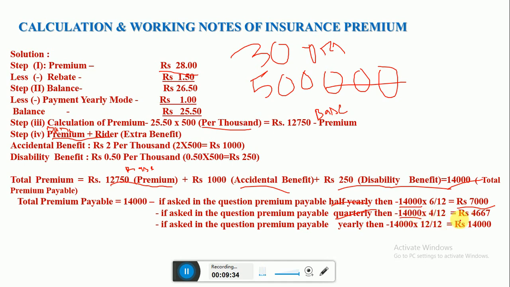So the premium will be around 4,667. If the premium is yearly, it will be 14,000 into 12 by 12. If you divide 12 by 12, it will be 1. So it will be 14 into 1, which is equal to 14,000 only. In this problem, we have seen how the insurance premium is calculated.